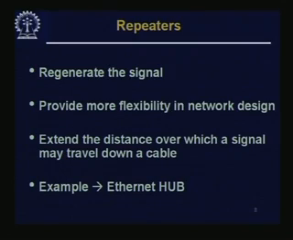An example of a repeater is the Ethernet hub. A hub actually has two purposes. One is to provide a collision domain and replace the cable. We will talk about it when we talk about 10BaseT and 100BaseT. The other function of the hub is this repeater function, that means it regenerates the signal.